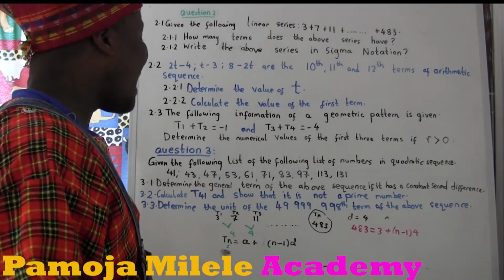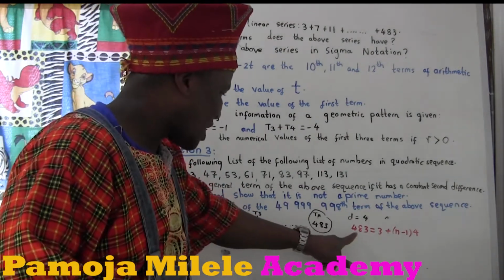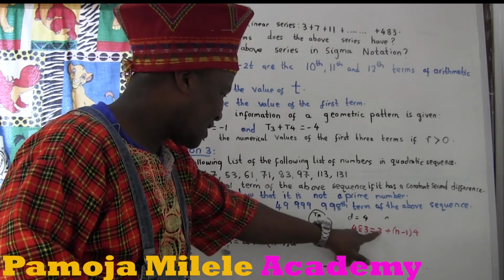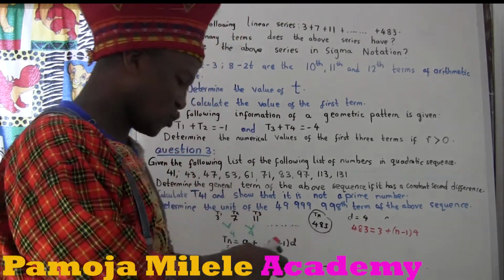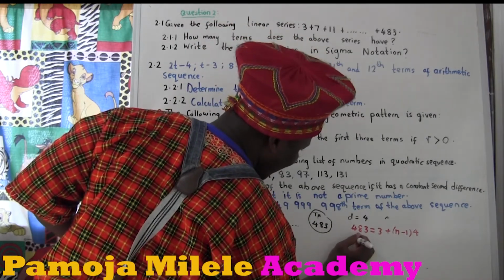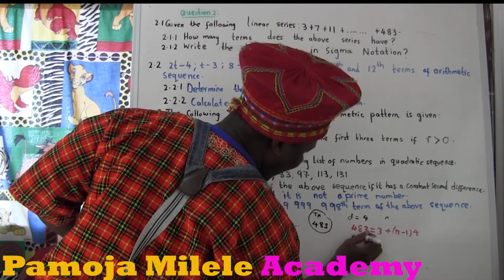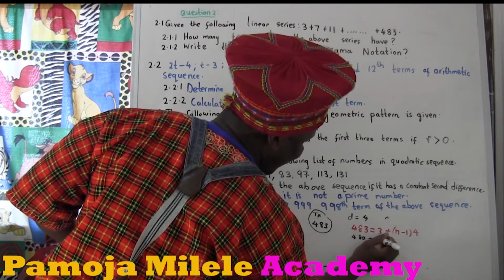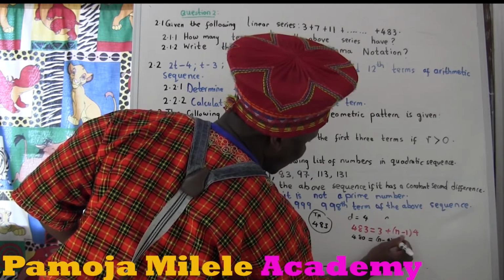Now let's find n, which is what we're looking for. This 3 is going to go over: 483 minus 3 equals 480, which equals n minus 1 times 4.